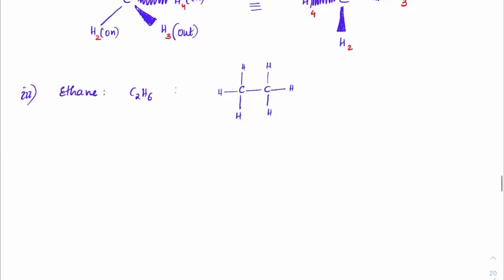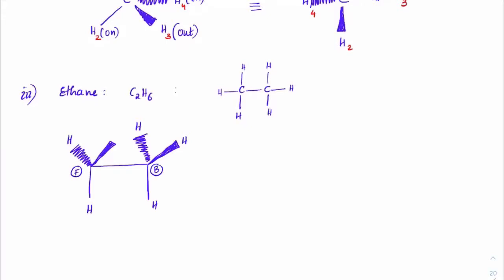Now, if you represent ethane in this particular form, like this, showing the wedge lines here and dash line here, and the same way wedge line here and dash line here, showing that these are all hydrogens. What we can see here is that I will always take this as the front carbon and this as the back carbon. F represents the front carbon and B represents the back carbon.